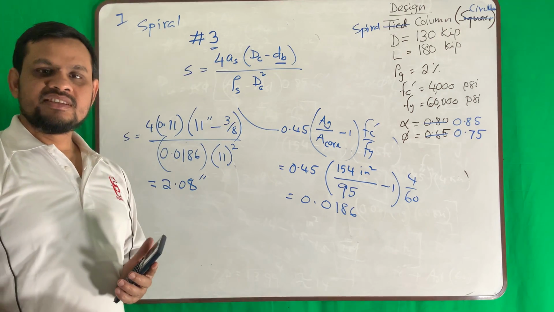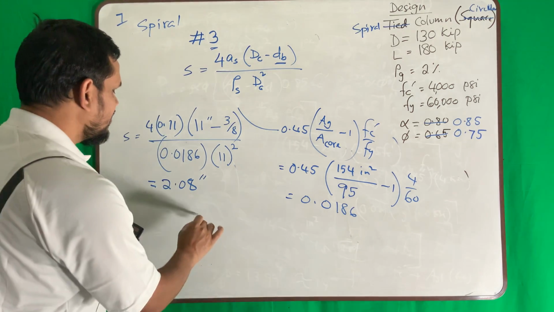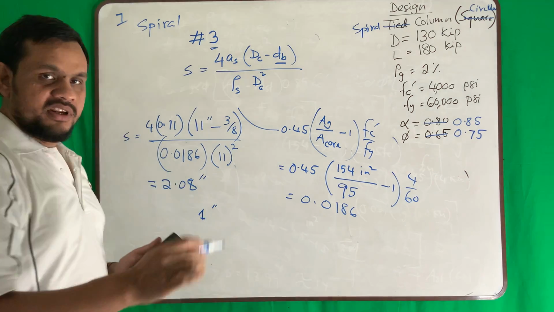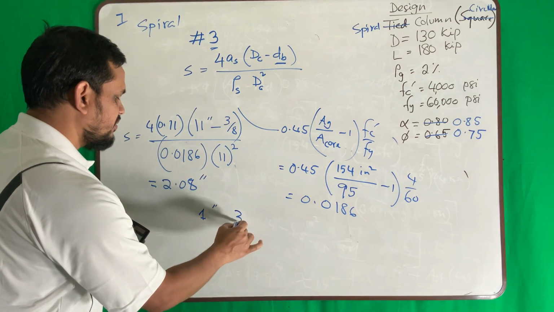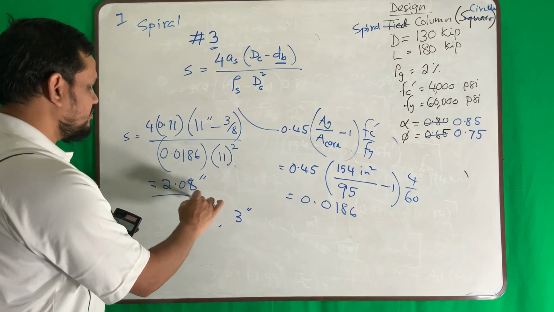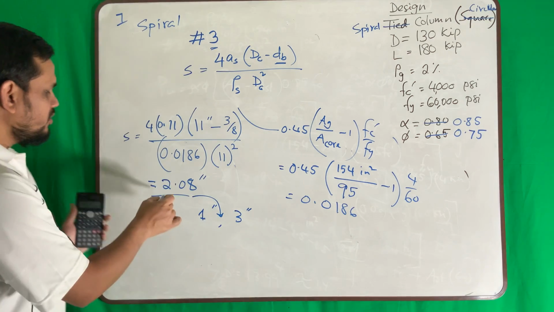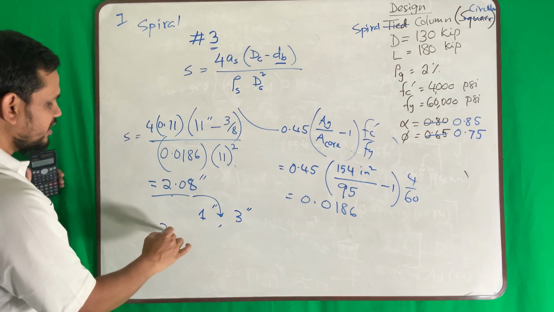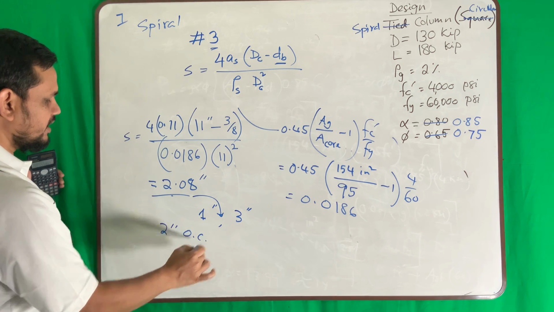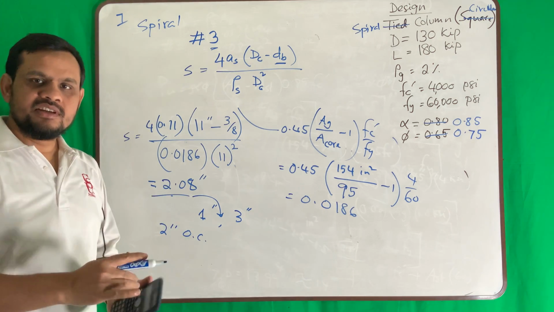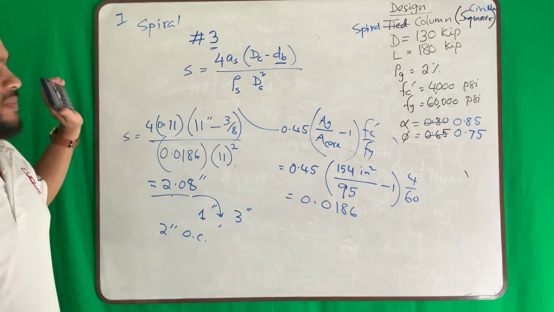Now what is the minimum possible? Minimum possible is 1 inch. What is the maximum possible? Maximum possible is 3 inch. So my value is in between, so it's good. But we will not provide 2.08. We will provide 2 inch center to center. We can provide less spacing, not more spacing. So spiral design is done.